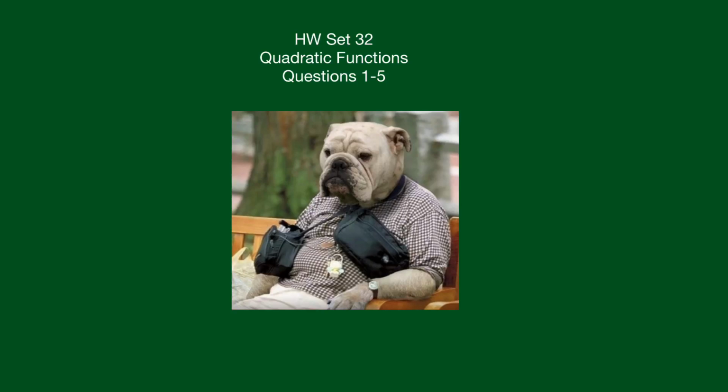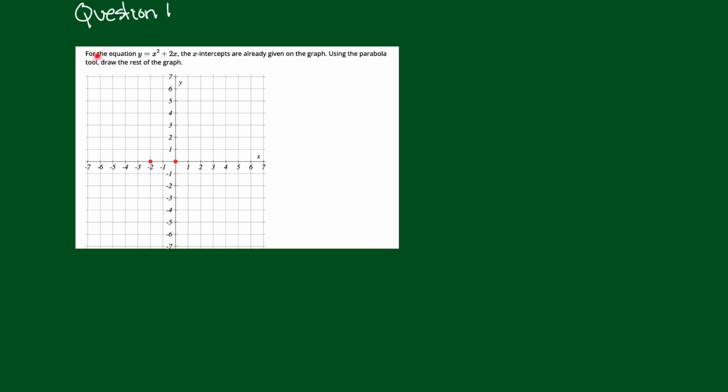This is homework set 32 on quadratic functions. Question 1. For the equation y equals x squared plus 2x, the x-intercepts are already given, right? So we know those two x-intercepts. Now use the parabola tool and draw the rest of the graph.